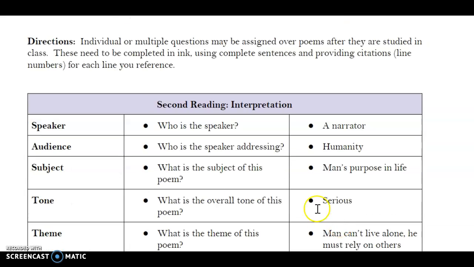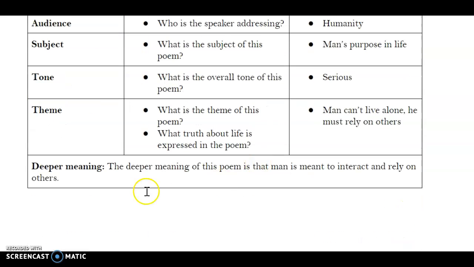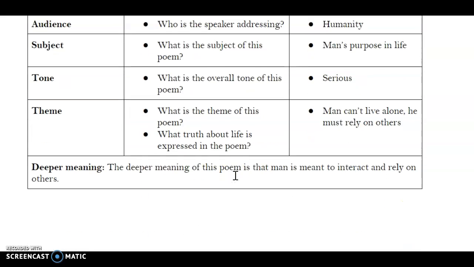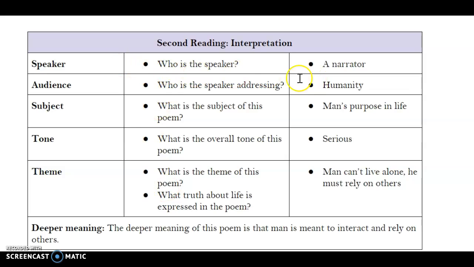So you're going to look at all these different pieces, and then at the bottom, you're trying to come up with the deeper meaning of that poem. I'm going to go through quickly and talk about, okay, who is the speaker? It's a narrator. I presume a man, but I'm not sure, but we know for sure a narrator. The audience is everyone, right? Because it's things that can apply to any person. Yes, it says man because of the time it was written, but it means humanity in this case.